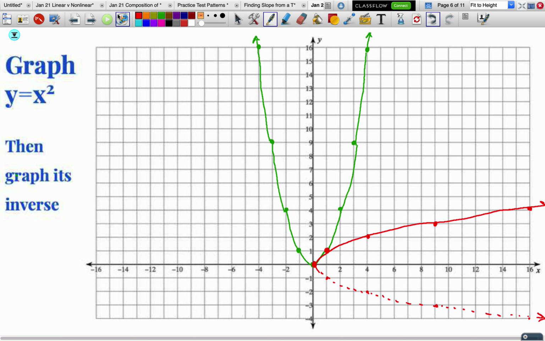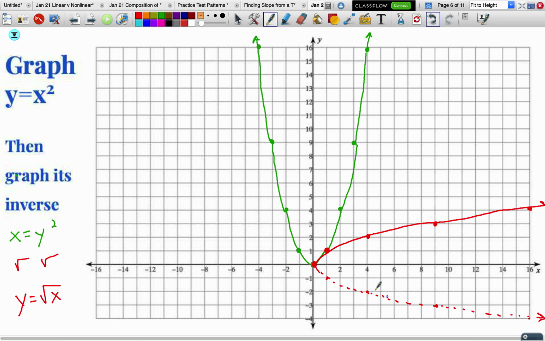All right, now let's find the inverse algebraically. So I would swap x and y. This would become x equals y squared. Then I take the square root of both sides to get y by itself. And I'll get that in red, I just graphed y equals the square root of x. So y equals the square root of x is the inverse of y equals x squared.